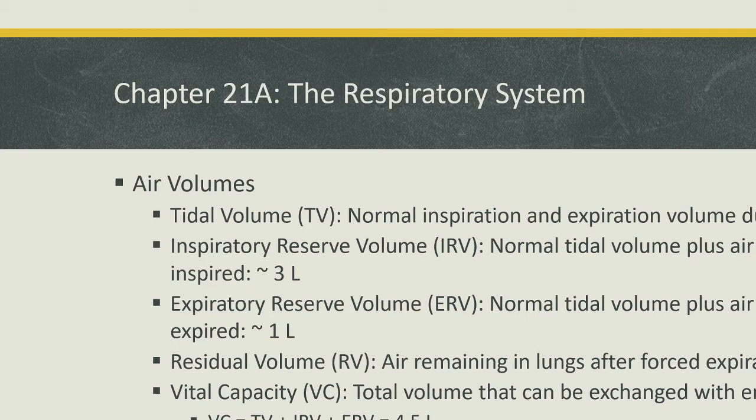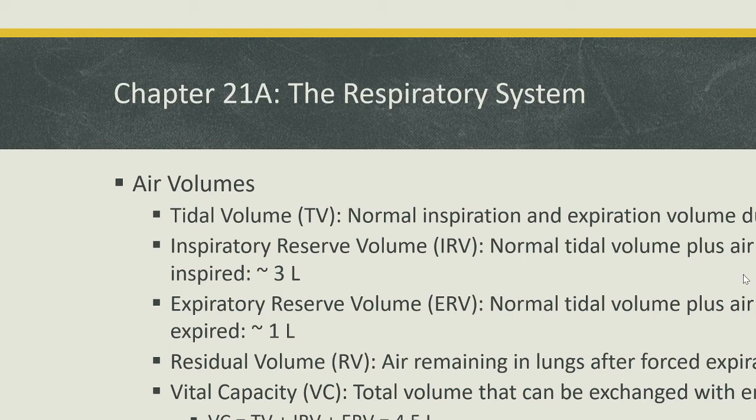And then there's what's called the residual volume. That's the amount of air that is left in your lungs after you have forced as much of it out as you can. And that's about a liter that gets left. So put all these together, and we get a total of about 4.5 liters of air.